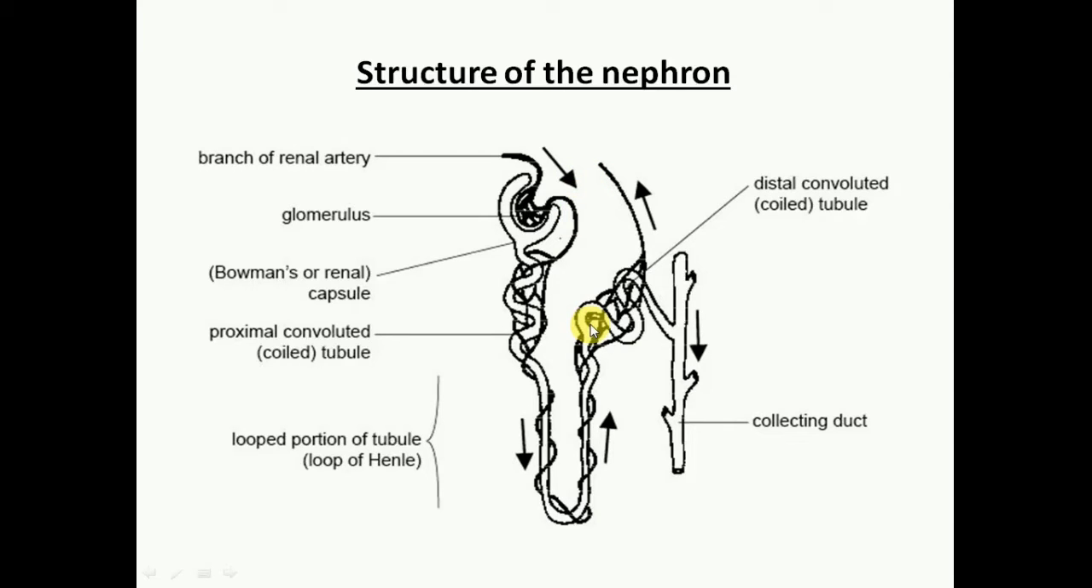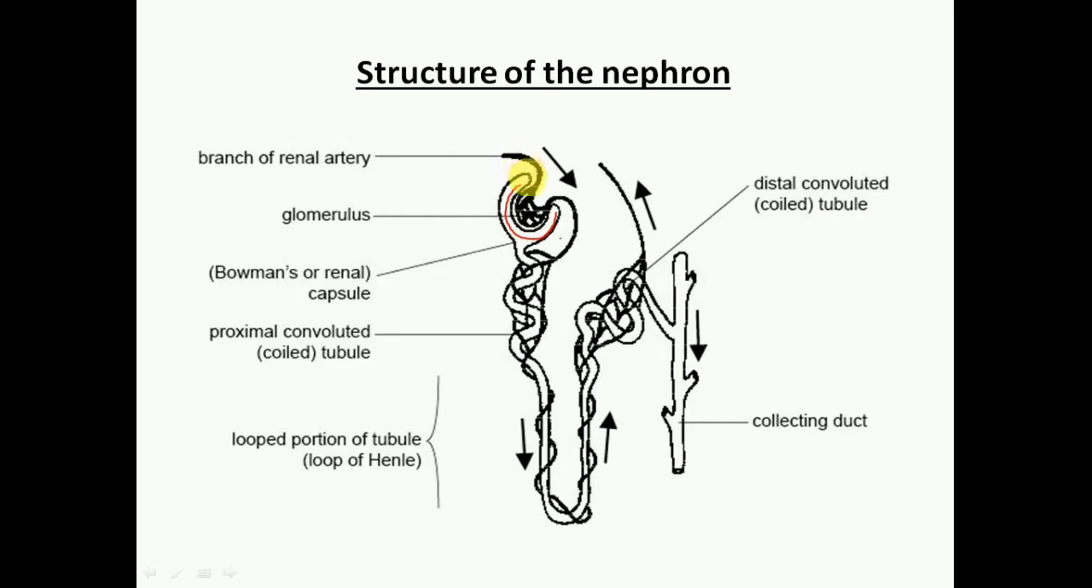So the first part is this Bowman's capsule, this bowl-like structure. Okay, this Bowman capsule consists of a knot of blood vessels. This is the blood vessel entering the Bowman capsule. This is slightly wider than this one. So this comes from the renal artery, as you saw in the previous video. So it is also called the afferent arteriole.